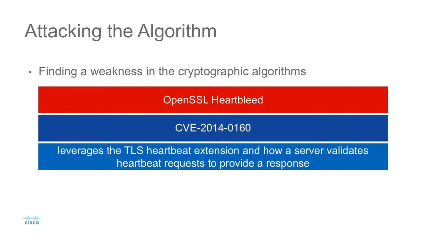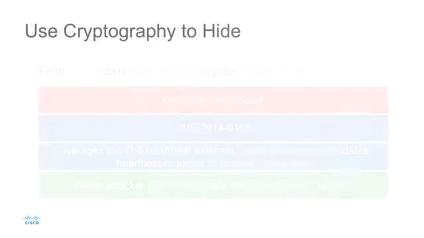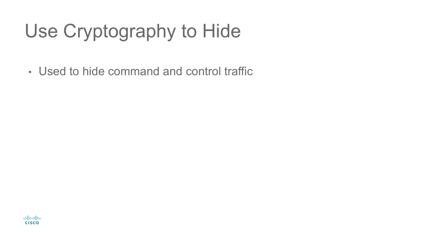And what would happen is, by using this uniquely crafted attack, an attacker could gain access to private data that was stored in memory on the server. They could get the server to provide them with that data. So that's just one example of attacking the algorithm. The other area that we need to be aware of is using cryptography to hide, as we mentioned in the introduction. And oftentimes what we see is that it's used to hide command and control traffic.